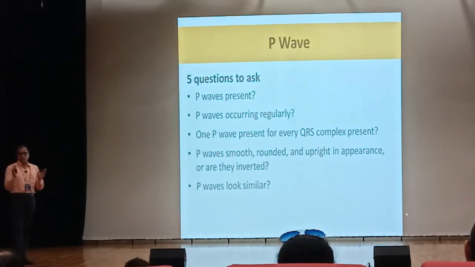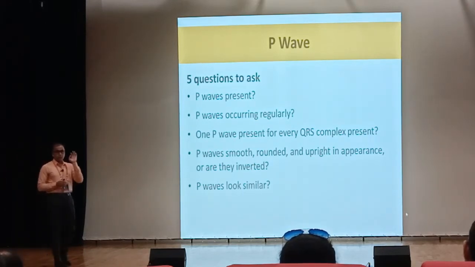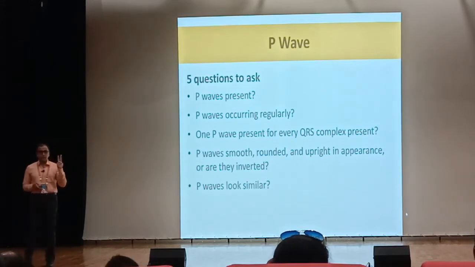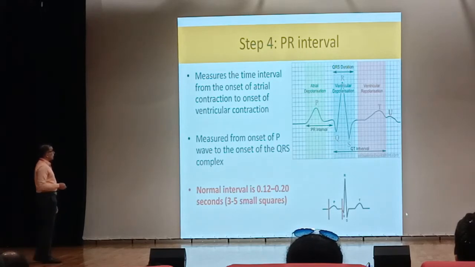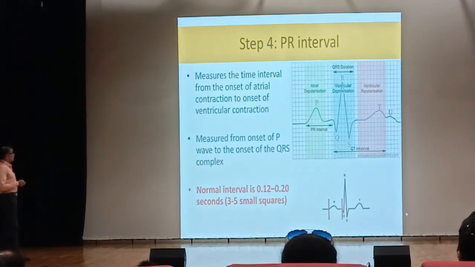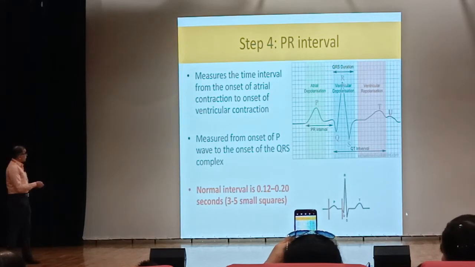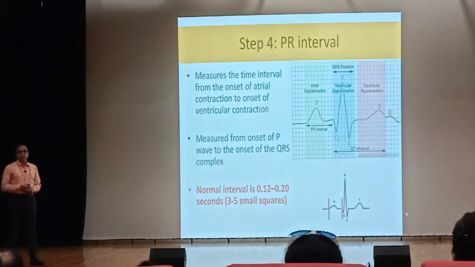So simple to remember: P wave present or not, every P wave followed by a QRS complex or not, and what is the morphology of the P wave. If you remember these 3 things, you can simply identify a lot of ECGs. Then you look at the PR interval. What does the PR interval denote? It's basically the time interval from the onset of atrial contraction to the onset of ventricular contraction. So starting from the P wave to the onset of the Q wave.